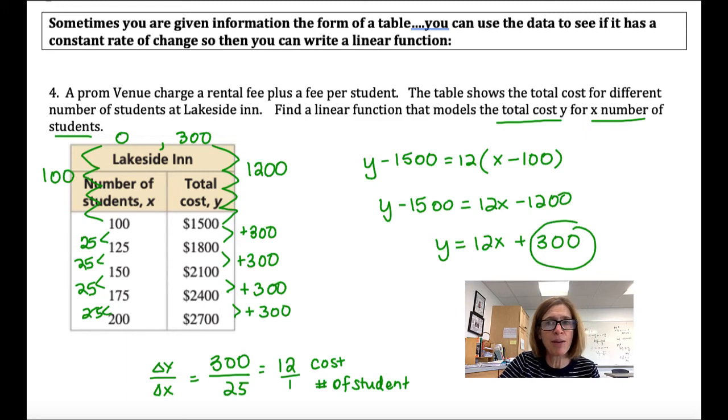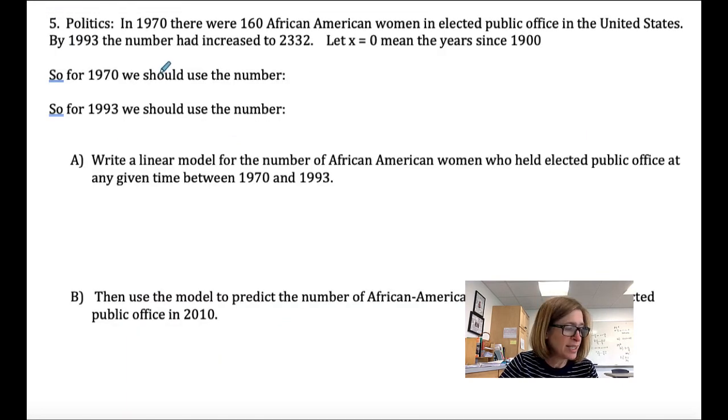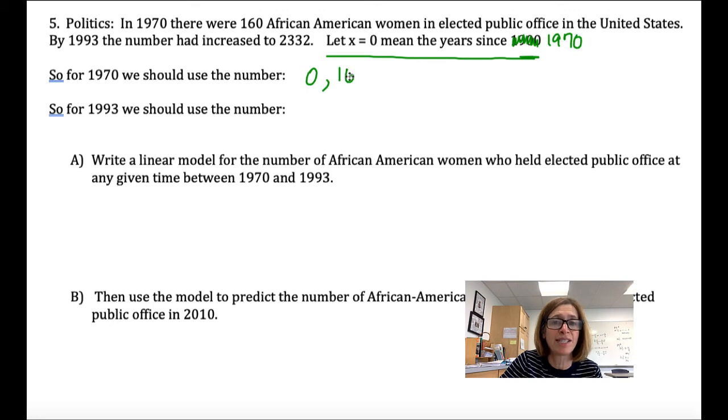All right, last thing I want to talk about is actually just the beginning of this problem. This is a try now, but I want to talk about this line right here. So let's read the question. In 1970, there were 160 African American women in elected public office in the U.S. By 1993, the number had increased to 2,332. Let x equal 0 mean the years since 1900, okay? So guys, you got to be really careful here. So actually, I want to change that. I'm sorry, I want that to be 1970. Let x equals 0 be years since 1970. So that means for 1970, we would be using the x of 0 and the y of 160.